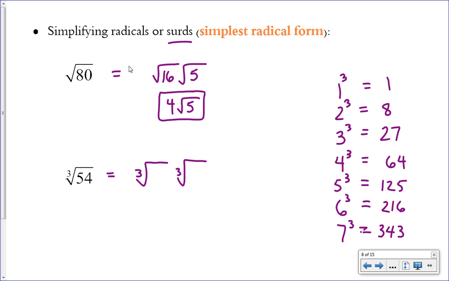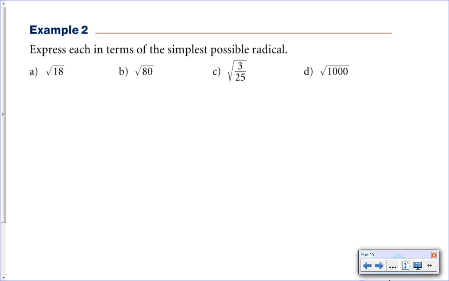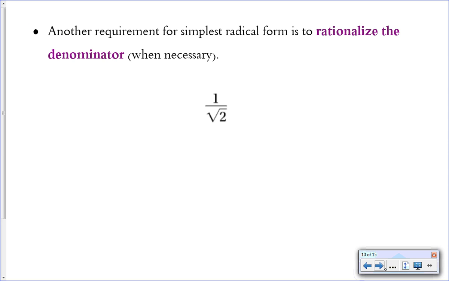So 54 we can break into 27 and 2, noting that the cube root of 27 is 3, the whole rational number 3, and cube root 2 just sticks there as part of the answer in simplest radical form. We don't need to practice all of these.